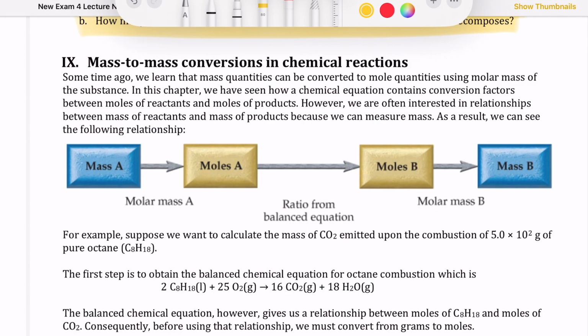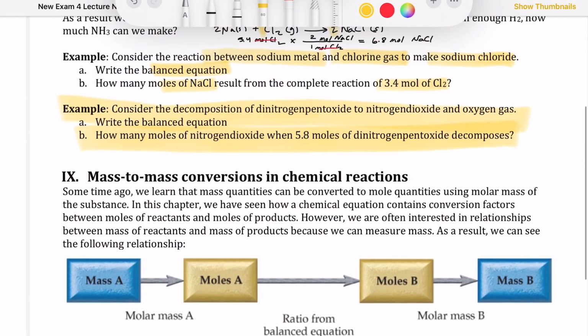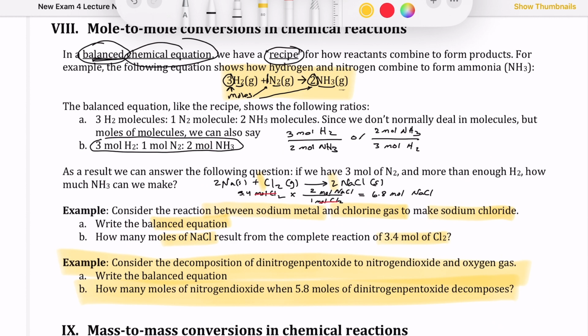We just learned how much product we can make based on the balanced chemical equation that we're given. And we can do it for the product.